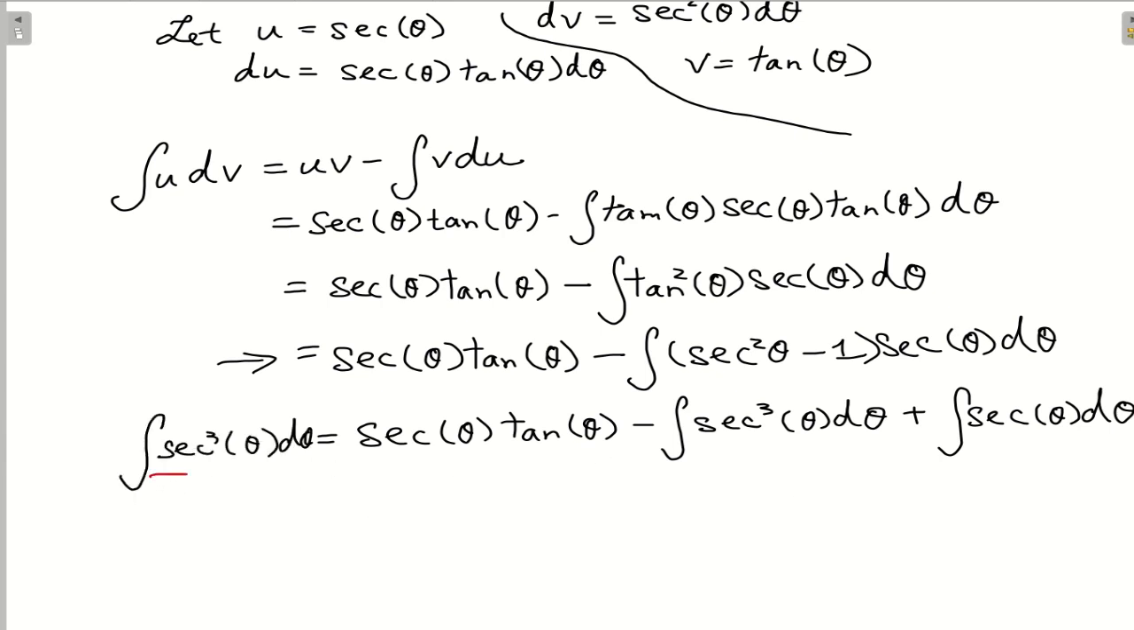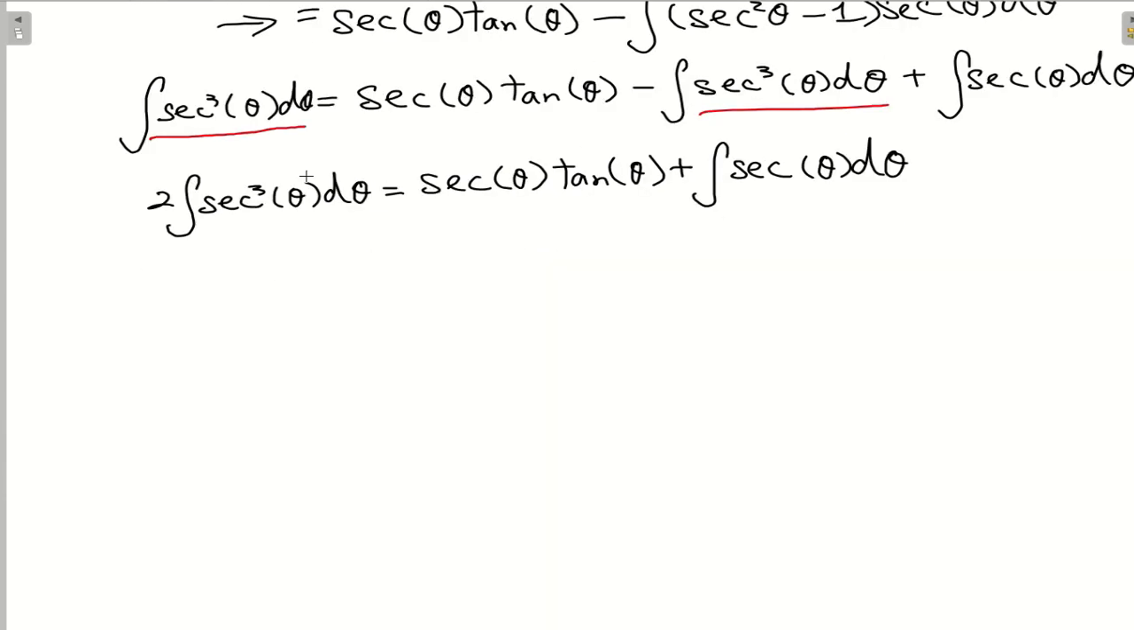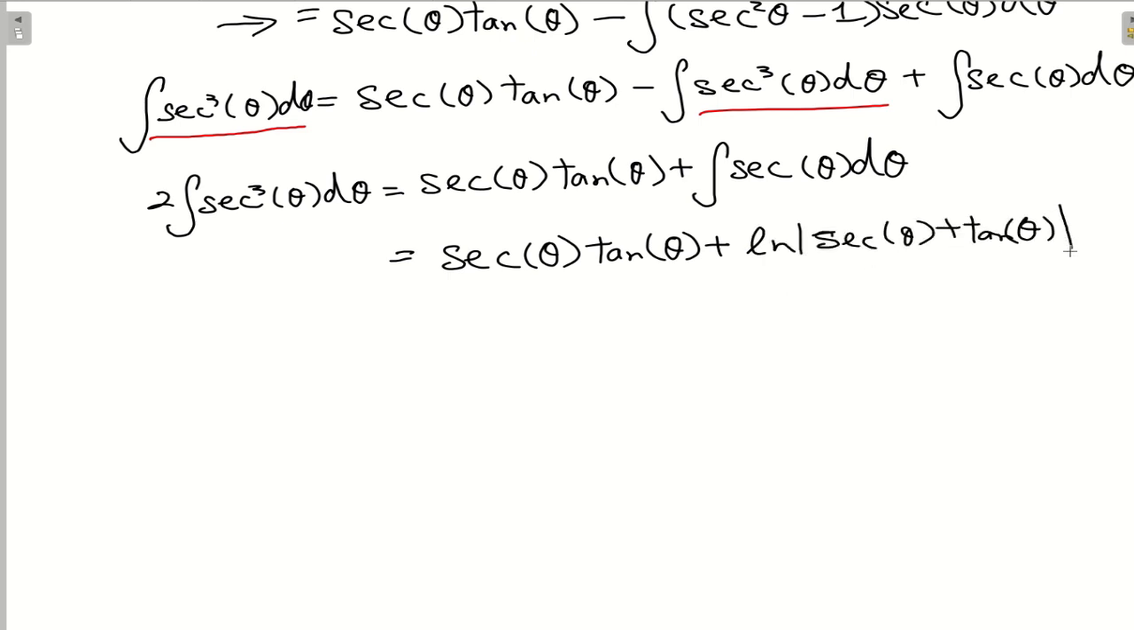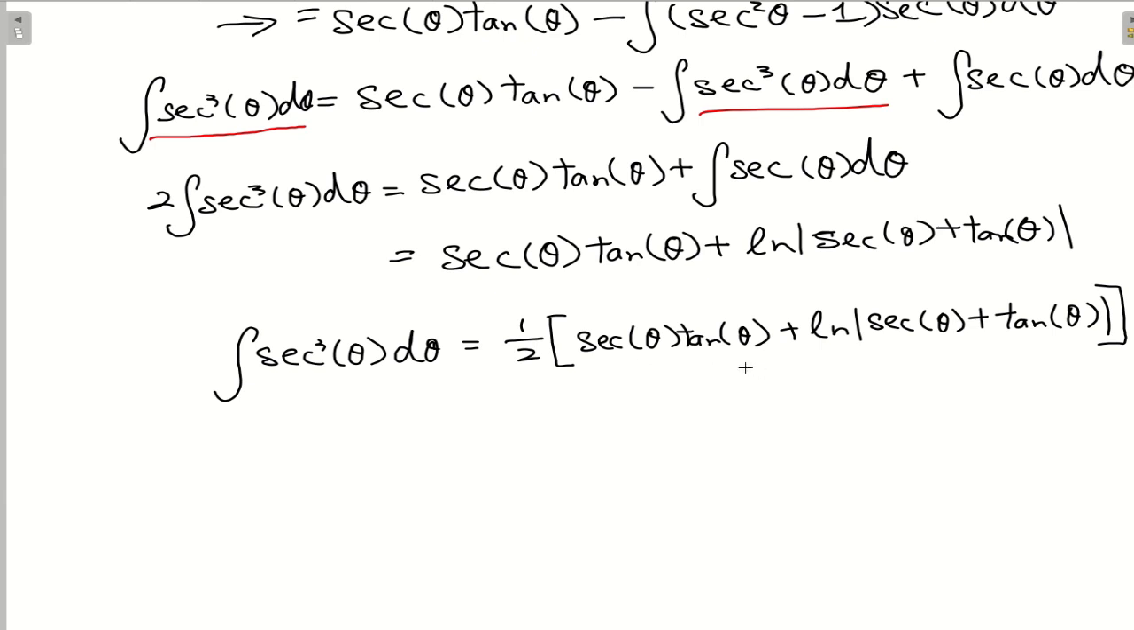Now you can see on the left hand side is the integration of secant cube theta, and here is also the secant cube theta. So we have the following. 2 times the integration of secant cube theta d theta is equal to secant theta tangent theta plus the integration of secant theta. And from the above we know that this one should be equal to log of secant theta plus tangent theta. And finally, the integration of secant cube theta is equal to half of (secant theta tangent theta plus log of secant theta plus tangent theta). We finally solve this integration.